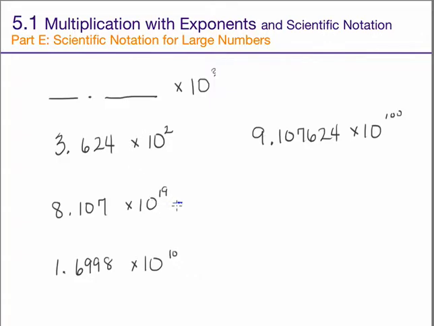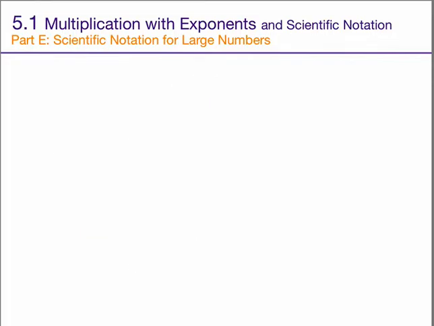I don't think I'll do this one if you don't mind, or this one. Those numbers are pretty big. But that's the point. I can write a really big number in a fairly small amount of space by using scientific notation. Let's take a look at another example.